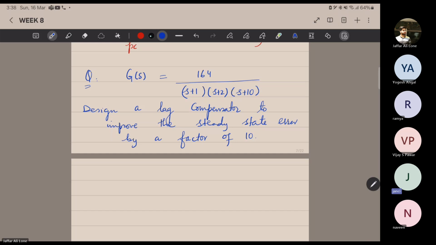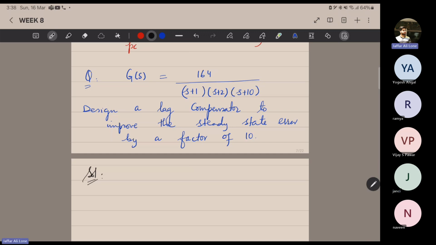Sir, I have a doubt. Yes, please. Sir, can we do a problem with the roots as complex numbers? Because we are taking s equal to -1, -2, so they are real roots. With complex number values for the roots, will the design be the same or will it go differently, sir?